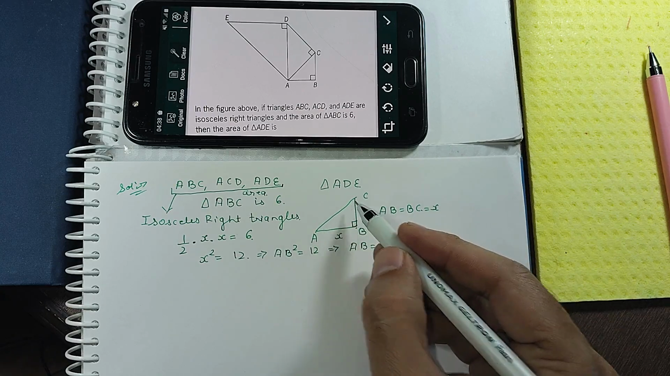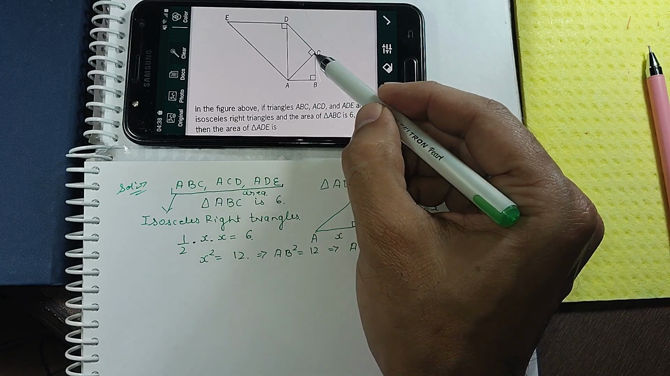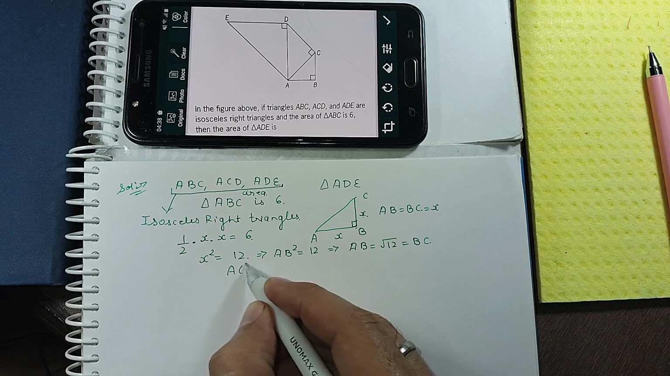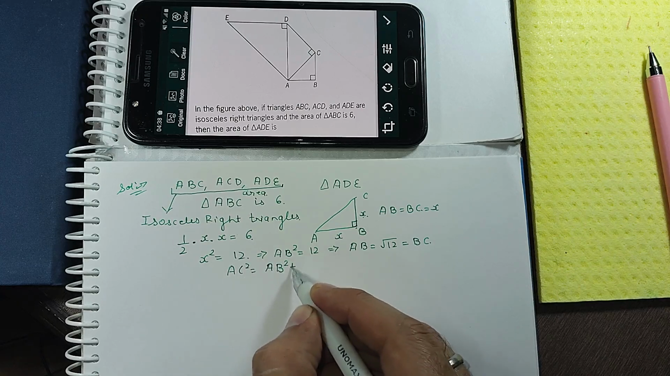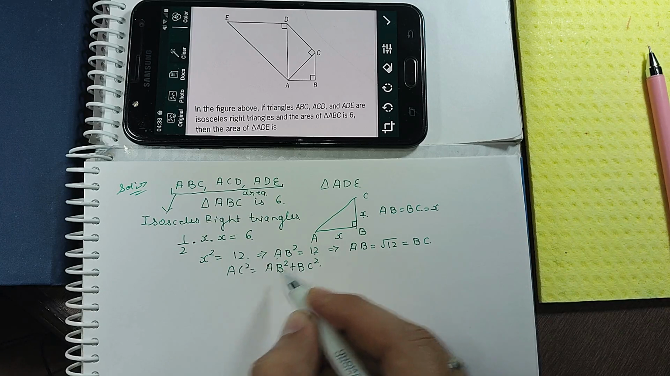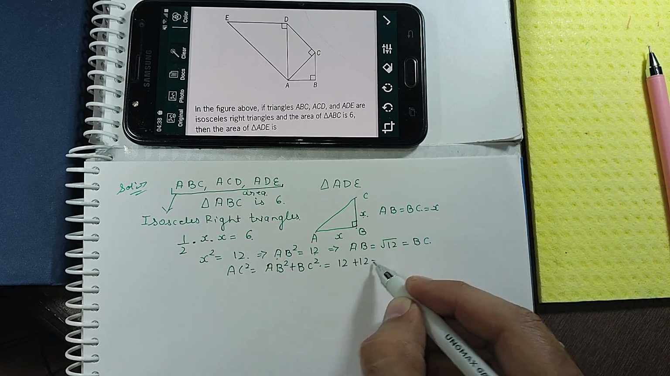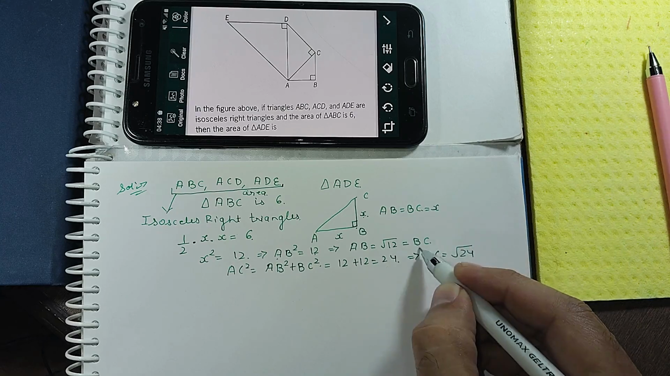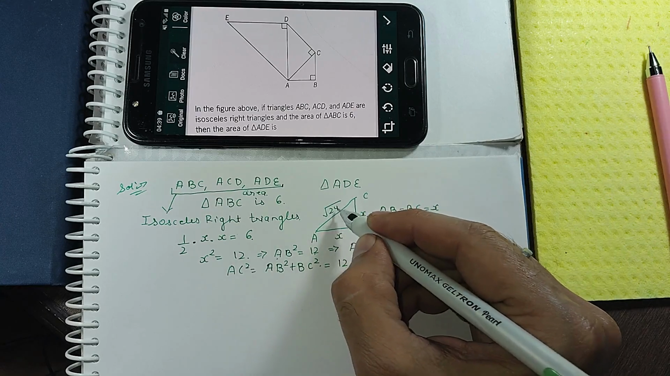We can find out AC, which will be one equal side of the triangle ACD. So AC square will be equal to AB square plus BC square. Now AB square is 12 and BC square is also 12. So this will be 24. So this implies AC will be equal to under root of 24.